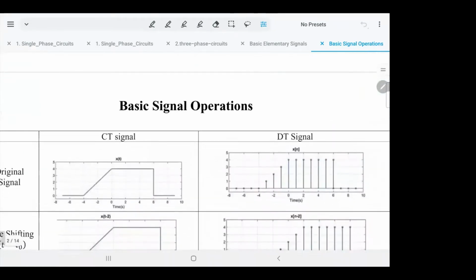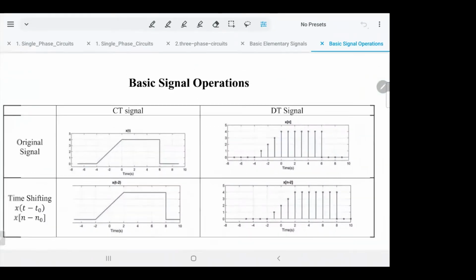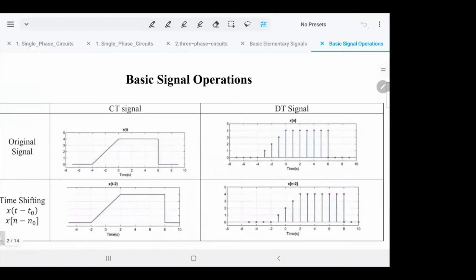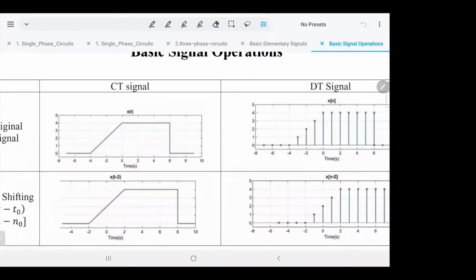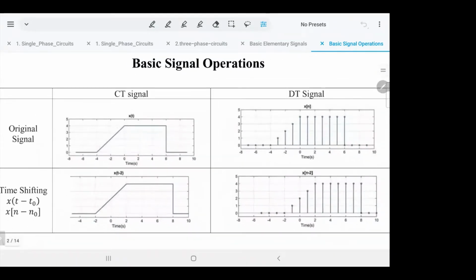The operations on signals. We're going to work on this signal the rest of the class. We'll take this signal as an example.